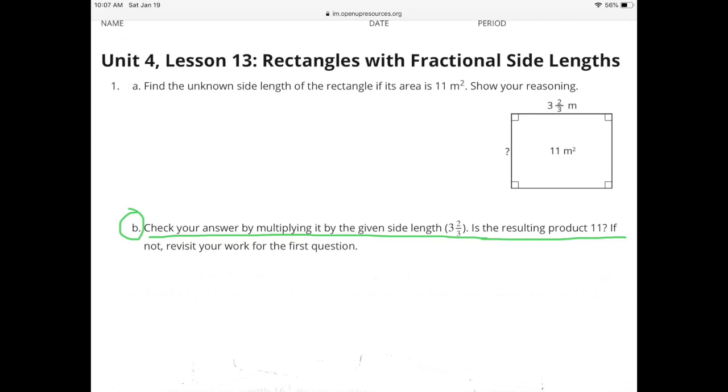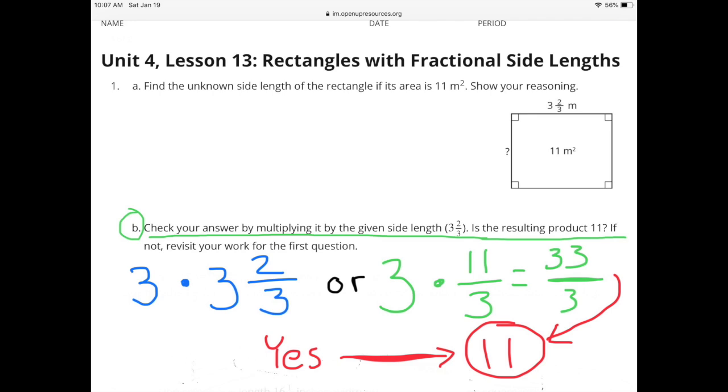B. Check your answer by multiplying it by the given side length, 3 2/3. Is the resulting product 11? If not, revisit your work for the first question. 3 times 3 2/3 is the same as 3 times 11/3, and that equals 33/3. And 33/3, or 33 divided by 3, equals 11. So yes, the product is 11.